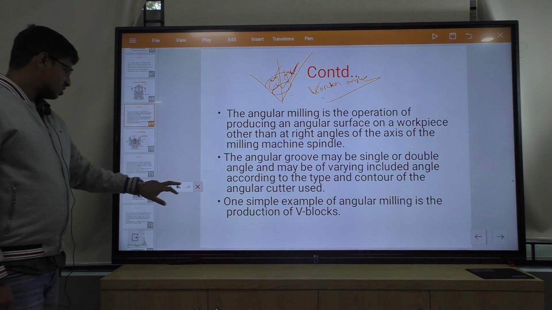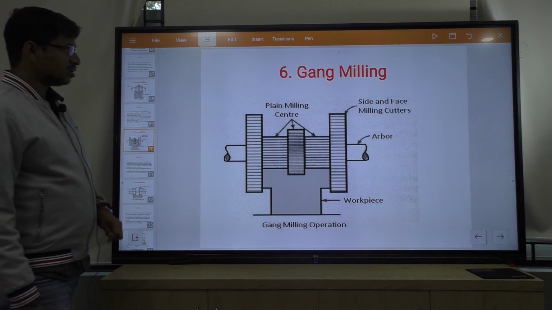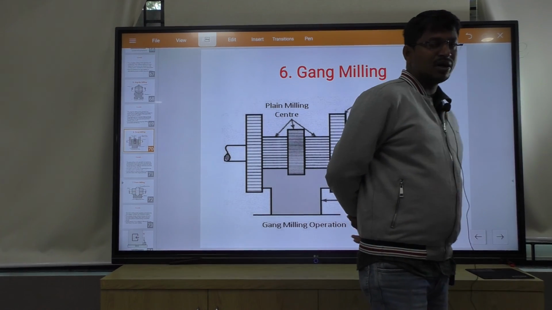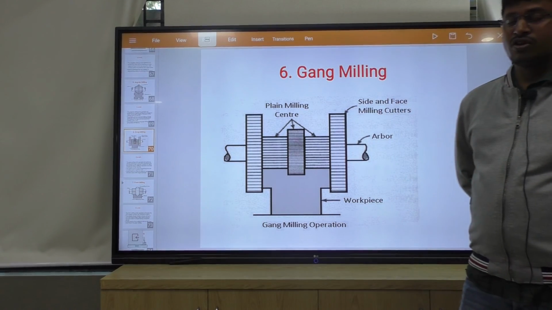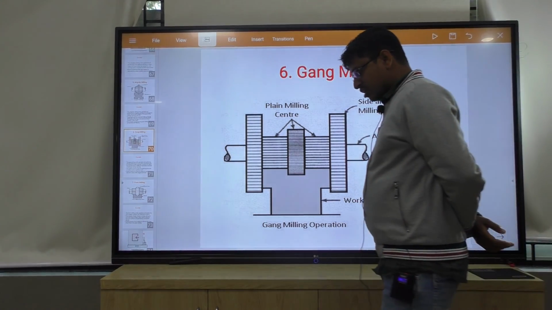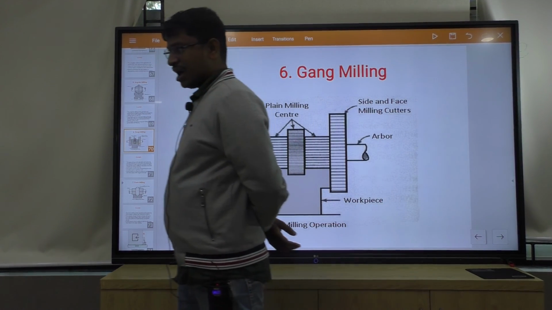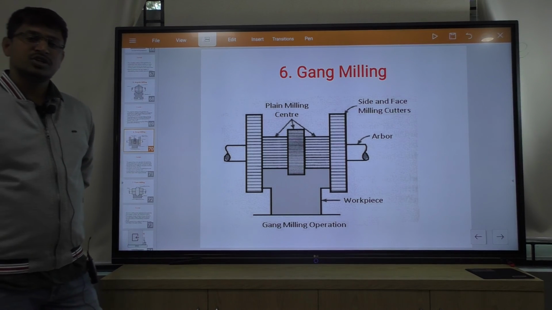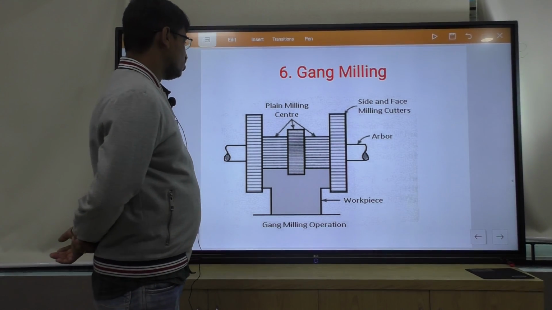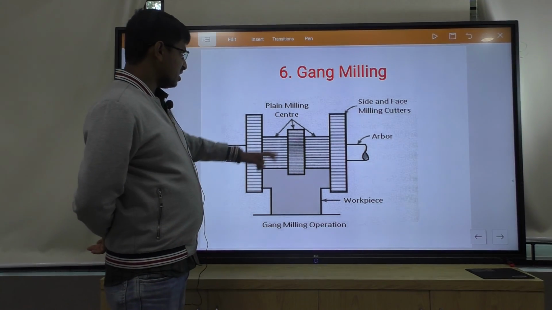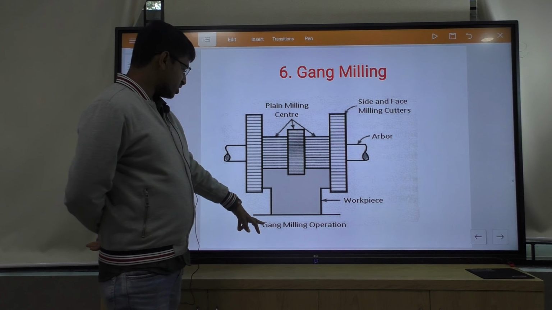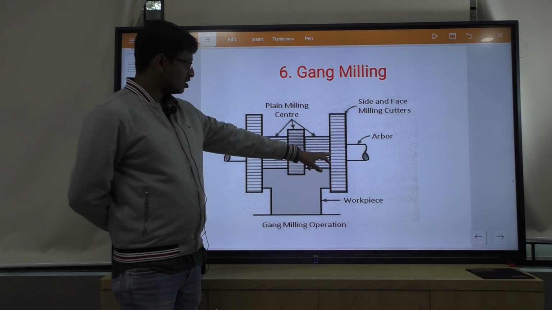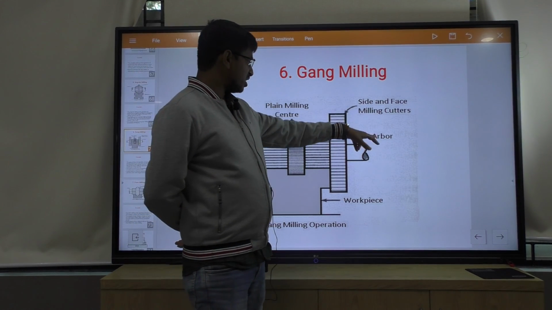Then the next operation is gang milling. What do you mean by gang milling? If a number of cutters are used on the arbor to produce different surfaces at a time, this is called gang milling. This is the image of a gang milling operation. Here is one cutter, here is one cutter, and here is one cutter. This is a side and face milling cutter.